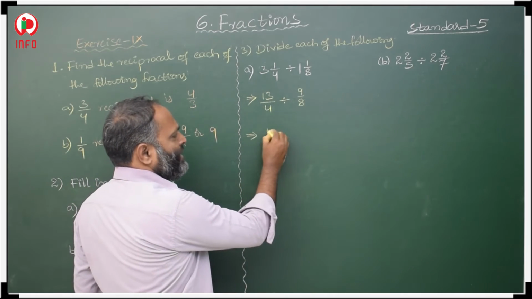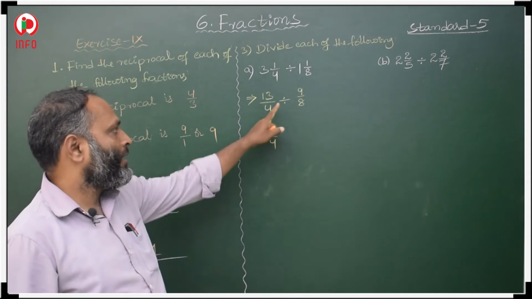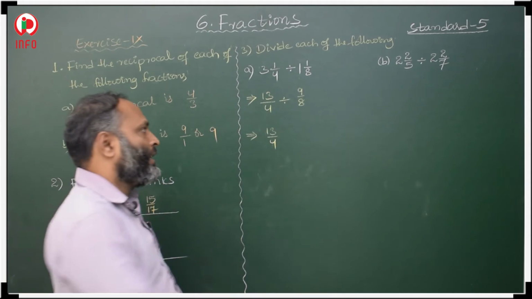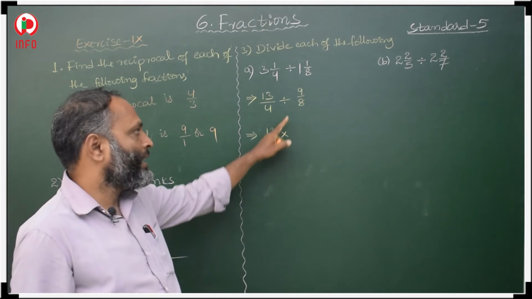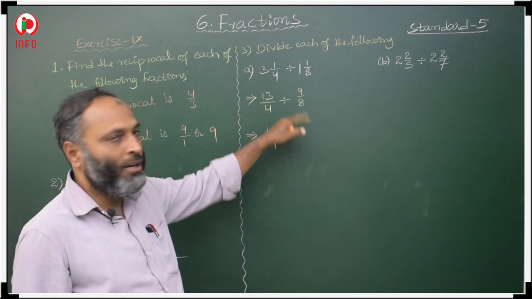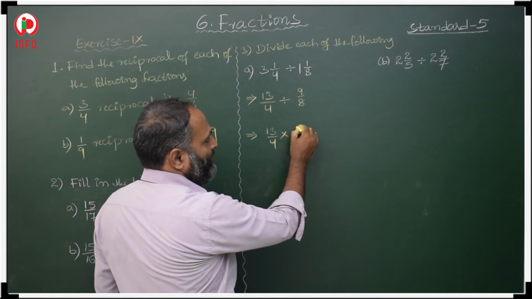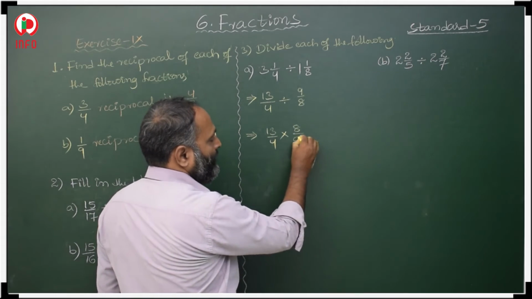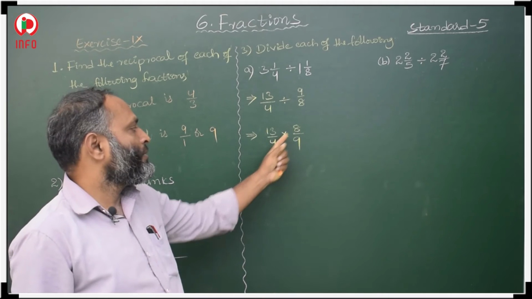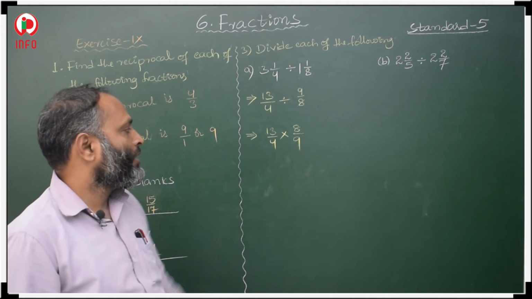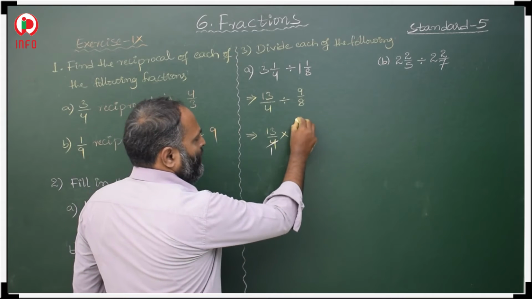This dividend we write as it is, and after that, where the division sign is, we keep a multiplication sign. After that, we take the reciprocal of the divisor. 9 by 8 is the divisor, so we take 8 by 9. Now these two have a common factor 4, so cancel with 4. 4 1s are 4, 4 2s are 8.